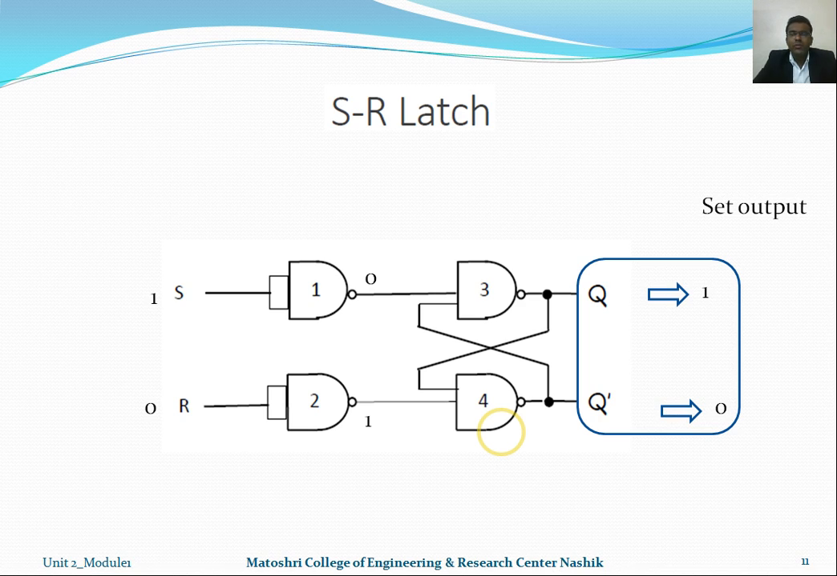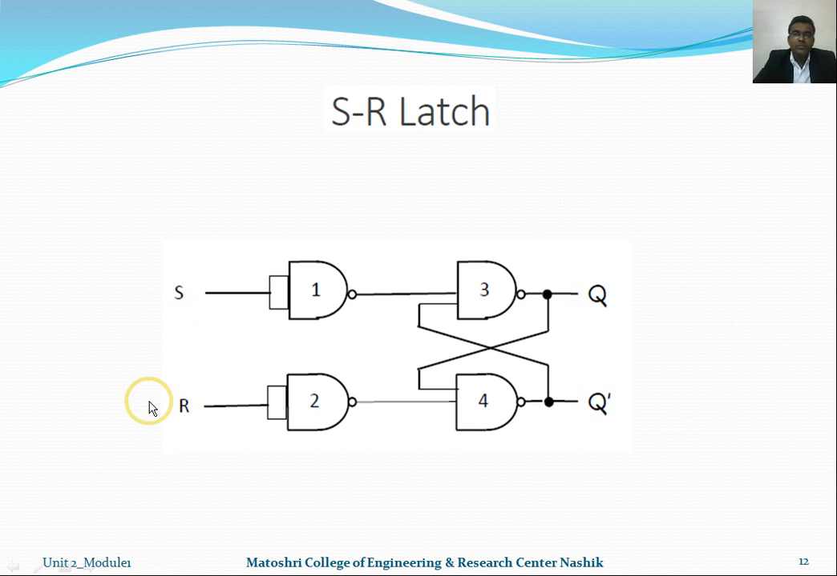So we are getting the output as a set output when the value of input S is equal to 1 and R is equal to 0. Let's move to another case. Irrespective of any previous output, we are assuming here S is equal to 1, R is equal to 1, and for that the first NAND gate generates a 0 output.